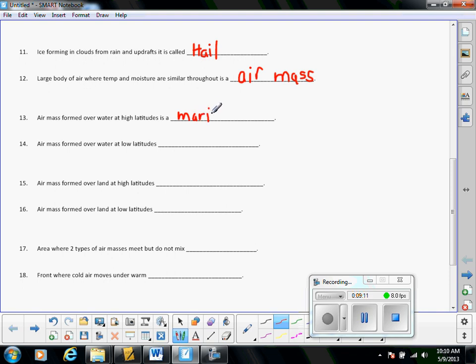and since it's over a high latitude, we call it polar. So a marine polar air mass is one that is humid or moist, and it's cold. Okay, now if we've got another one over water, but it is low latitude, okay, it's going to be moist and warm.